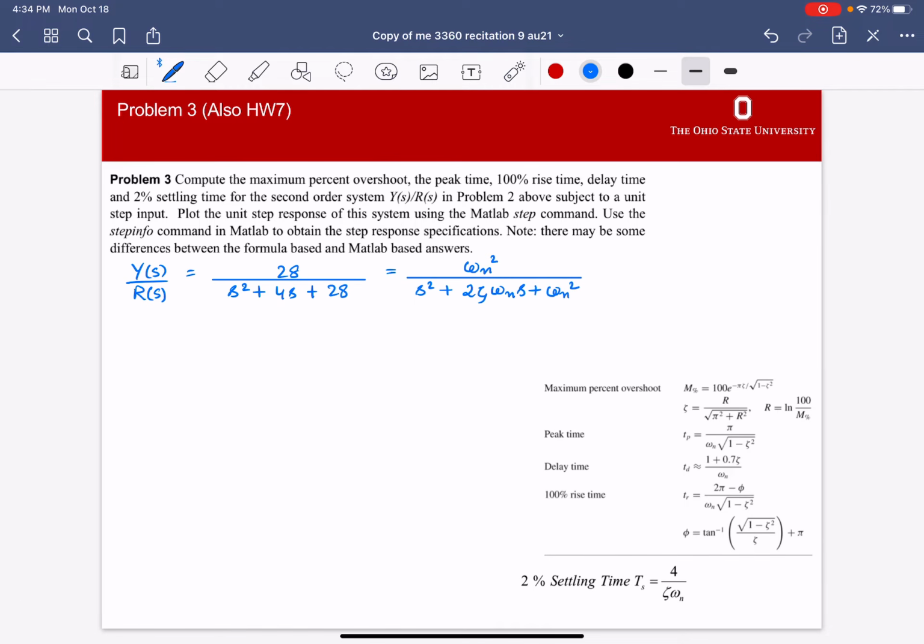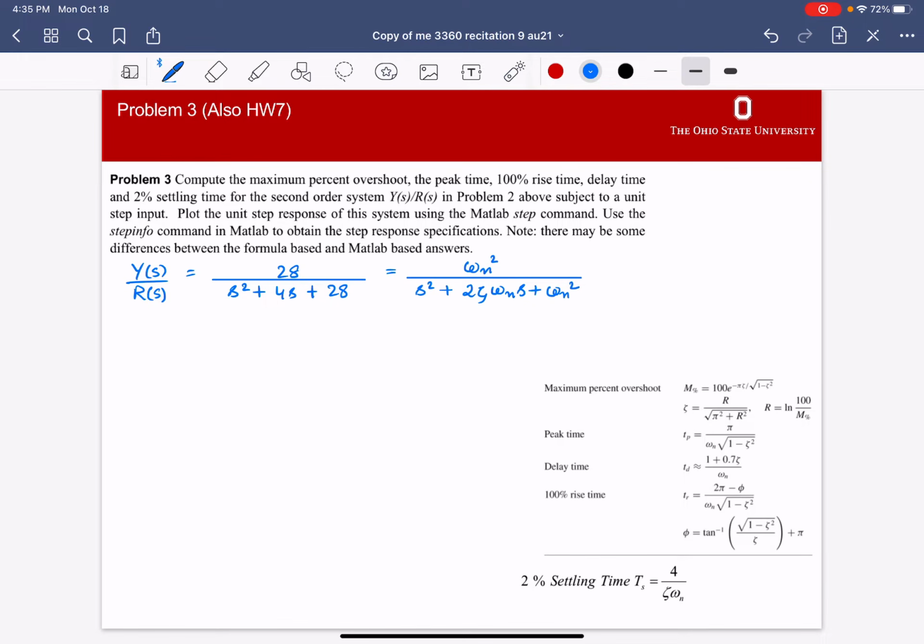Problem 3. So here we are continuing, using the transfer function from problem 2, Y(s) by R(s). We already have that from our earlier solution. We are going to compare that with the standard form for a second order transfer function. And as you know, we can compare the terms in the denominator to calculate our natural frequency as well as the damping ratio. So we'll do that again.